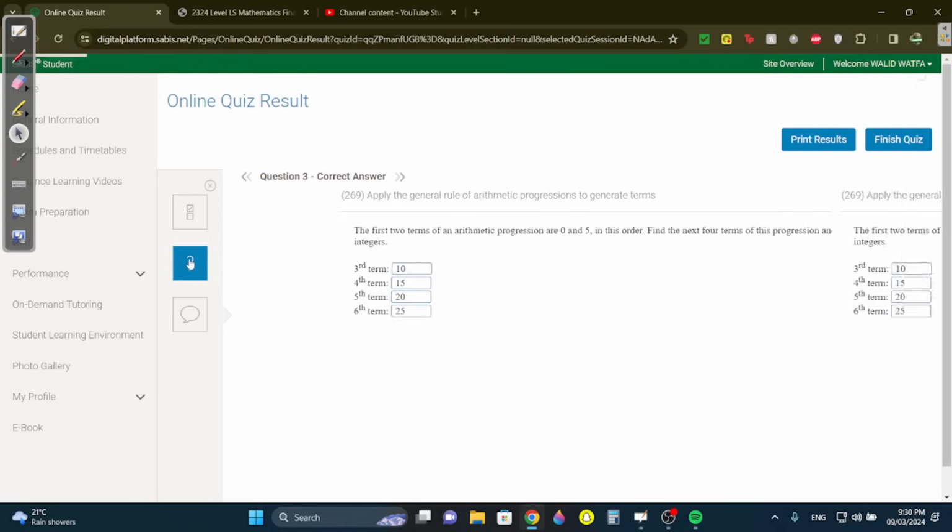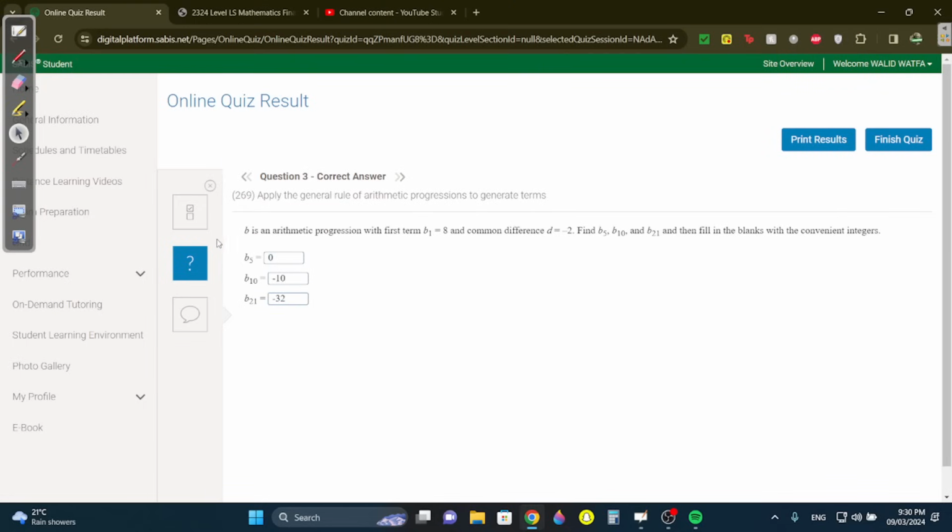Question 3. B is an arithmetic progression with the first term 8 and the constant difference minus 2. Find B5, B10, B21. Same thing. Bn equals B1 plus n minus 1 d. If you're getting confused between B and A, the letter doesn't matter. Put An, Cn, Zn, Xn.